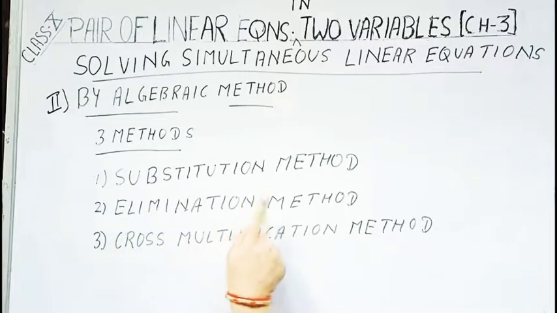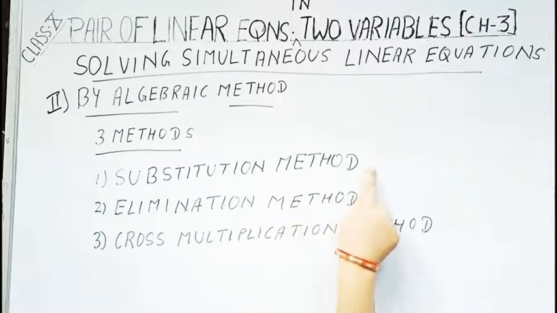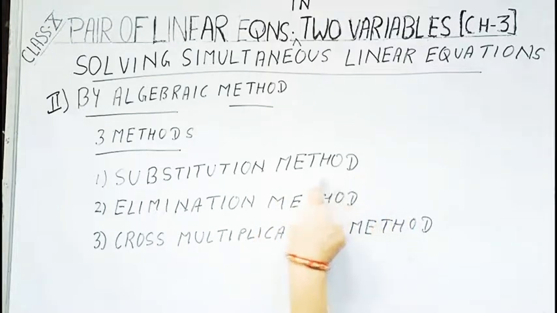Number 1, substitution method, which you are doing till now. I mean from the junior classes we are doing this substitution method. Number 2, elimination method, and number 3, cross multiplication method. So we will be doing all 3 separately in detail.